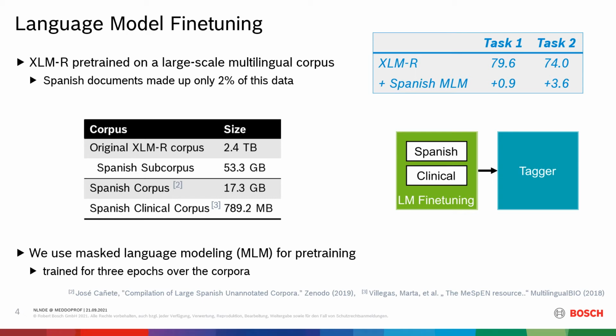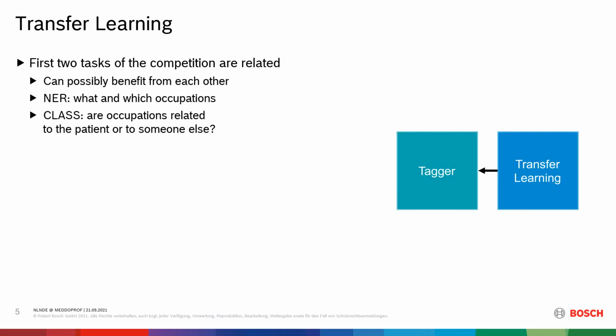And in addition, we now have 3 different transformer models for our experiments that we can use and compare to: the original one and the 2 adapted Spanish models. But how can we further improve now? Well, we tried transfer learning. As both tasks of the competition are highly related, they even have the same annotation boundaries. We wondered whether the information learned for one task can be beneficial for the other task.